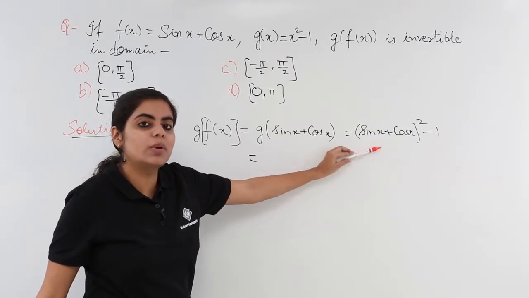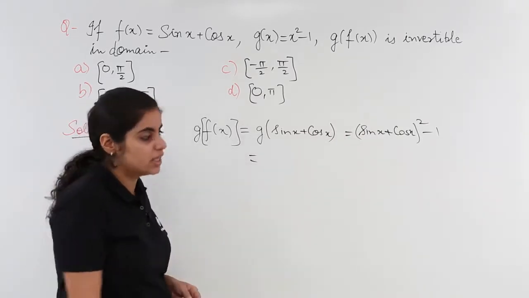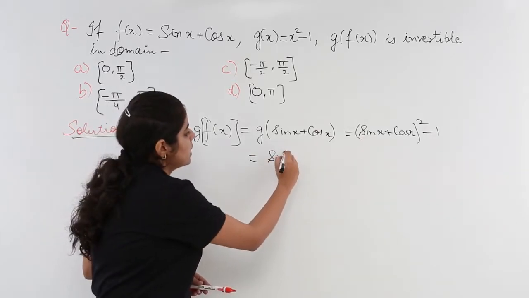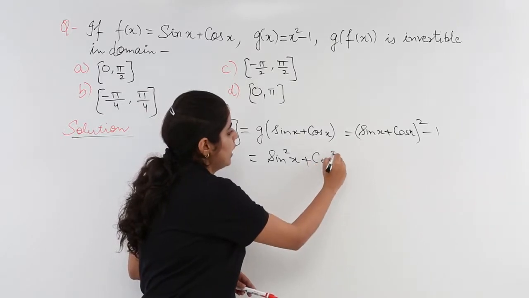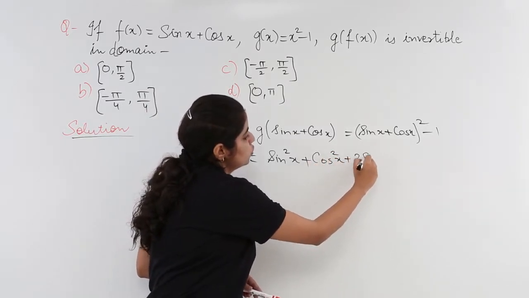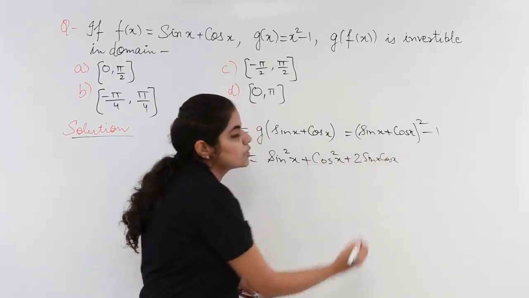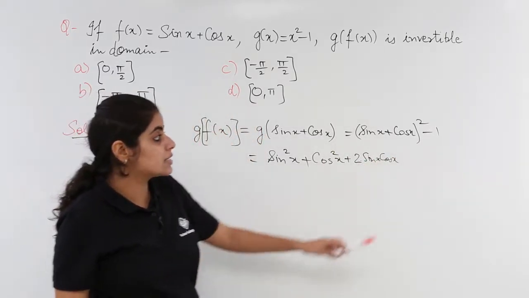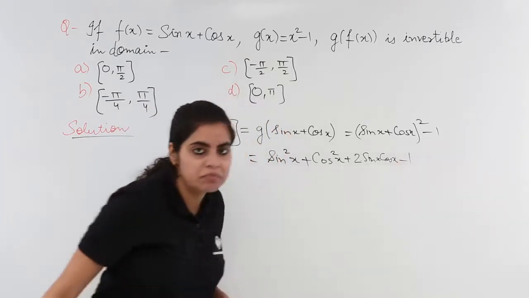(a plus b) whole square is equal to a square plus b square plus 2ab. So, it becomes sin square x plus cos square x plus 2 sin x cos x. And where does that minus 1 go? It doesn't go anywhere. It still stays as minus 1 only.